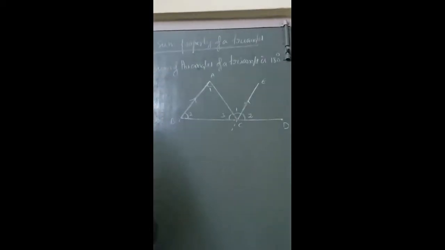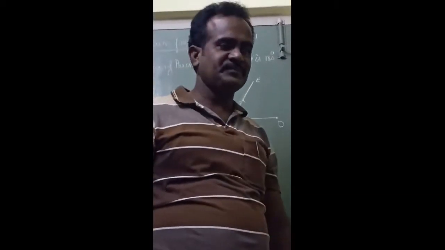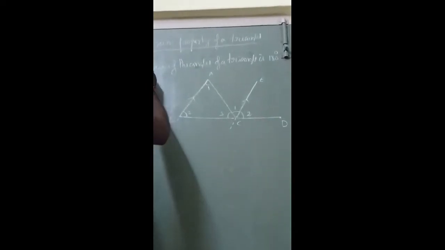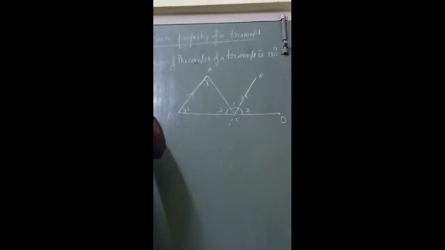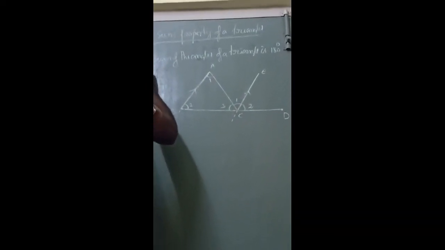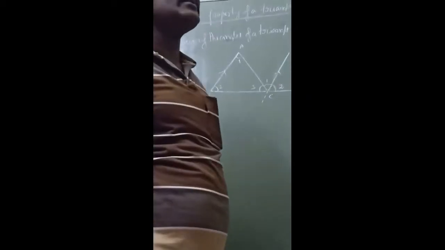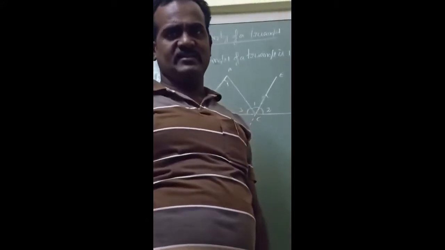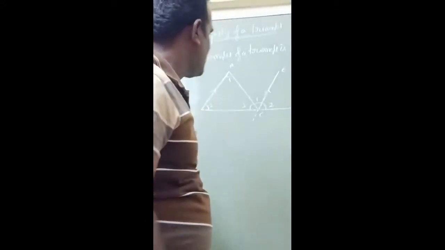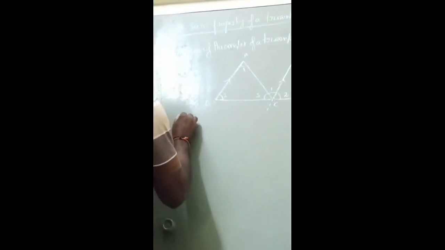First of all, the given data. What is the statement? The statement is: the sum of the angles of a triangle is 180. What is given?